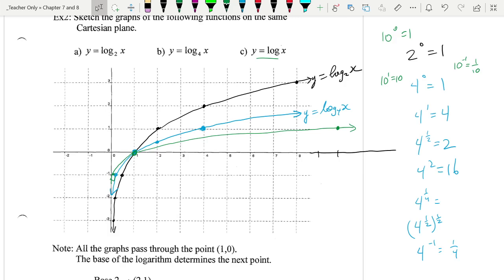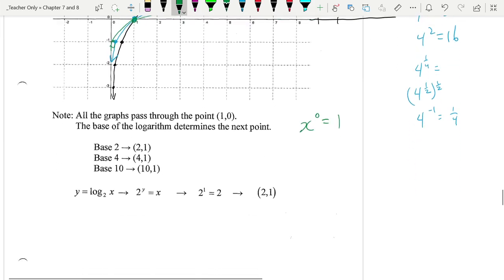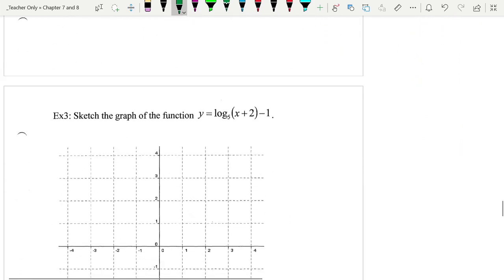All right, notice that all of them pass through the point 1, 0, because again, any base to the power of 0 is 1, except for 0 itself. But 0 can't be the argument of a log, so we're not going to bother graphing that anyway. Or sorry, 0 can't be the base of a log, I should say. So we're not going to graph that anyway. Or it can't be either. It can't be a base or an argument of a log. Okay, so there we go. There's our graphs.